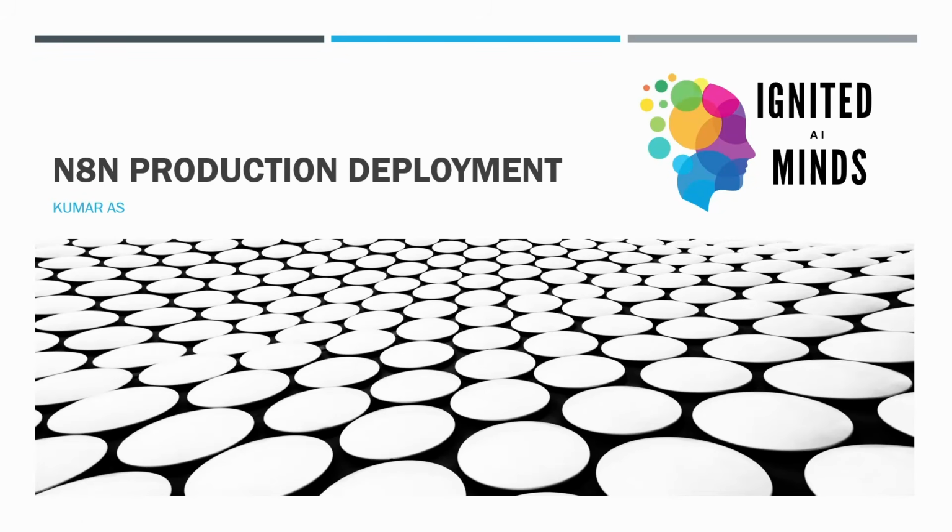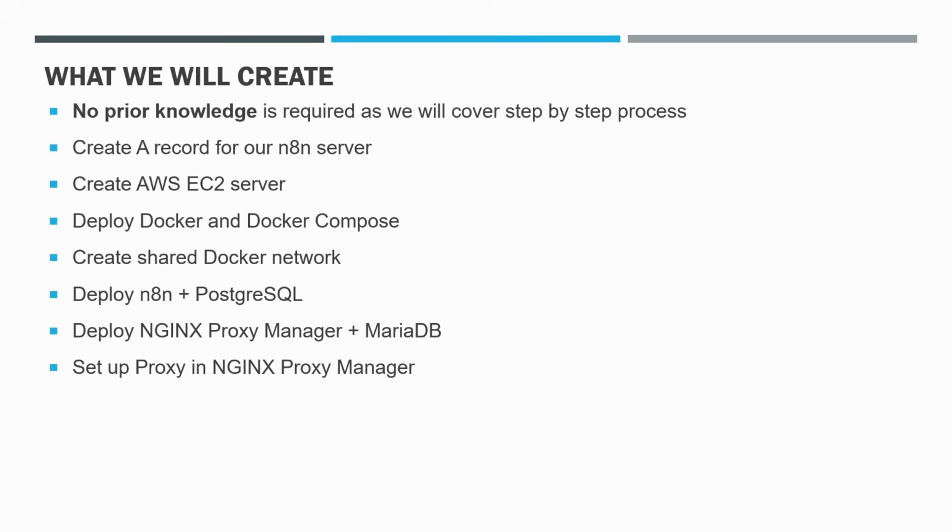So in this video we will do N8N production deployment from scratch in AWS, and no prior knowledge is required to follow these instructions as I will cover a step-by-step process. First we will create a record for our N8N server. That is required because we want it to be secure and use HTTPS, and you will anyway require it if you are doing a production deployment.